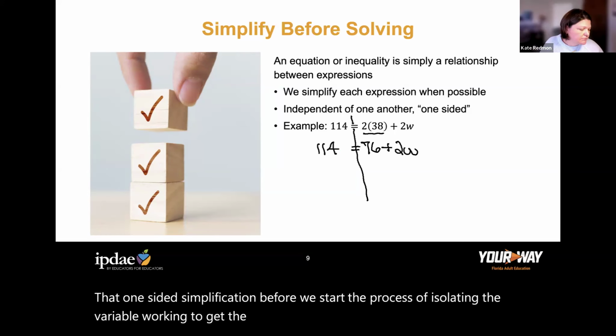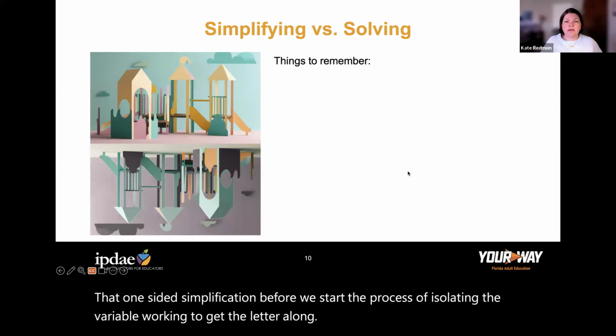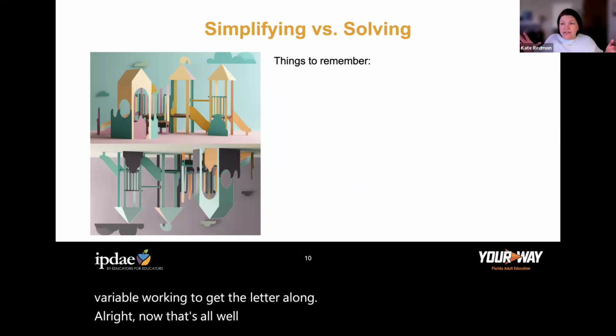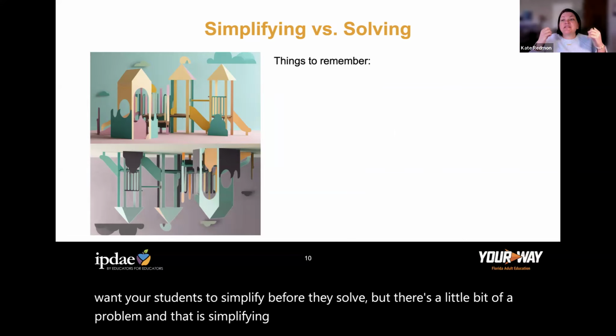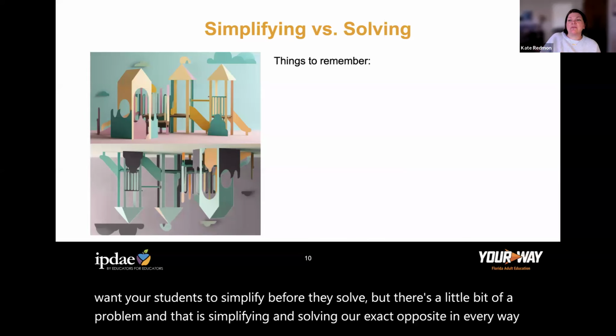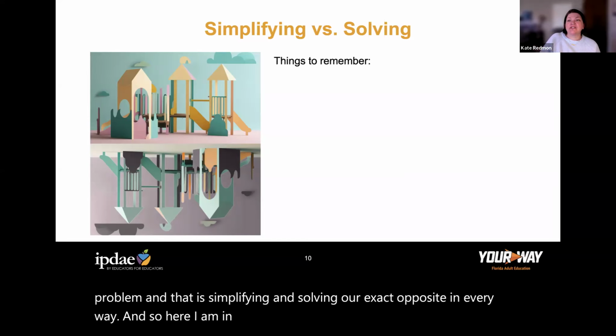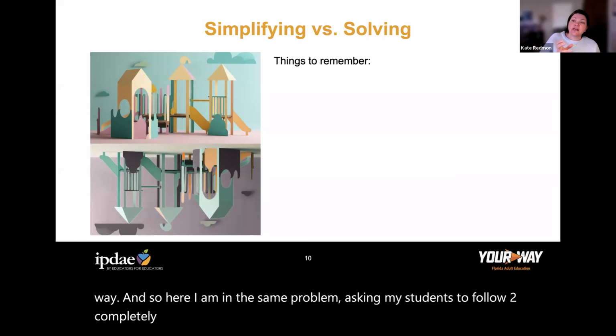All right. Now, that's all well and good to say. I can say to you guys, oh, well, I want your students to simplify before they solve. But there's a little bit of a problem, and that is simplifying and solving are exact opposites in every way. And so here I am in the same problem, asking my students to follow two completely distinct and opposite sets of rules. And students will mix up when to do what.